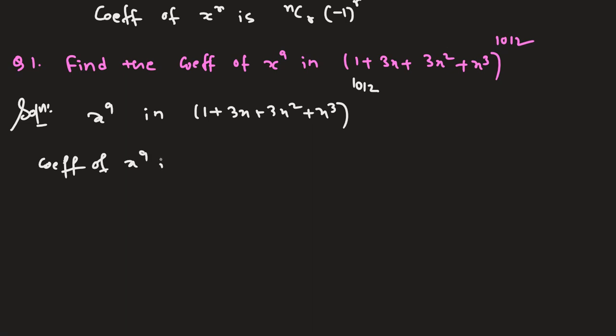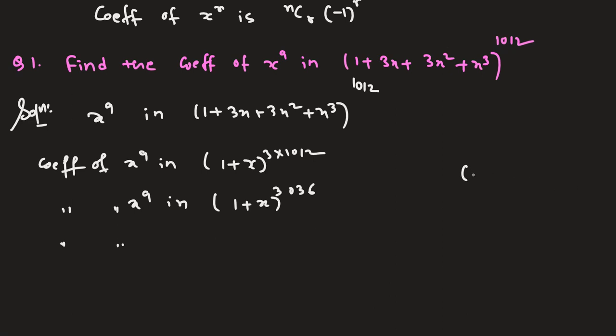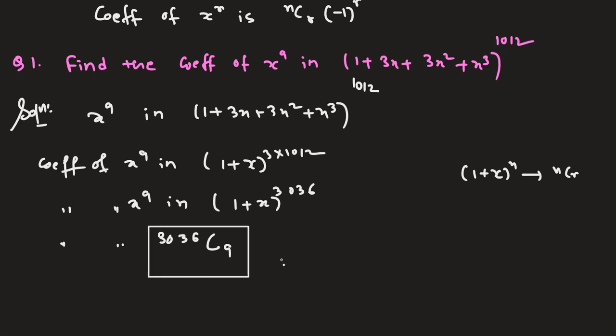The expression is (1 + x)^3 raised to 1012, so when we multiply we get (1 + x)^3036. Now we know the coefficient of x^r in (1 + x)^n is nCr. So here you have to take 3036C9. This will be the coefficient. I hope all of you understand this one. So this is our answer: the coefficient of x^9 is 3036C9.